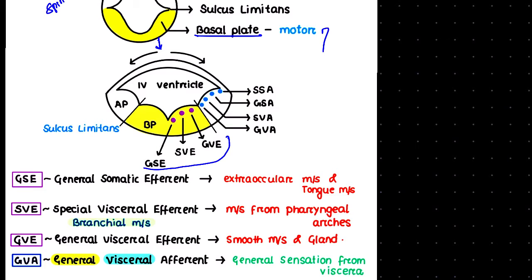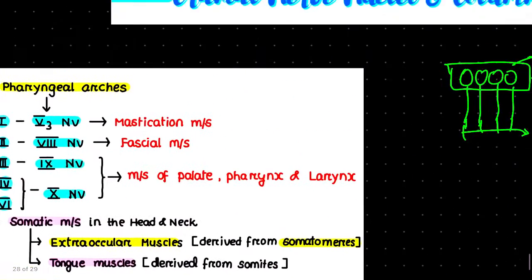What are these three efferent columns doing here? They are supplying three different types of muscles. Now, what are the three types of muscles? To understand these three types of muscles, let's get into this diagram.